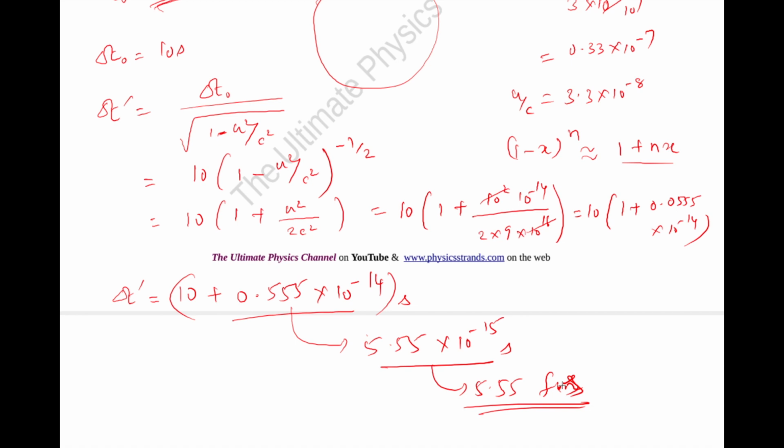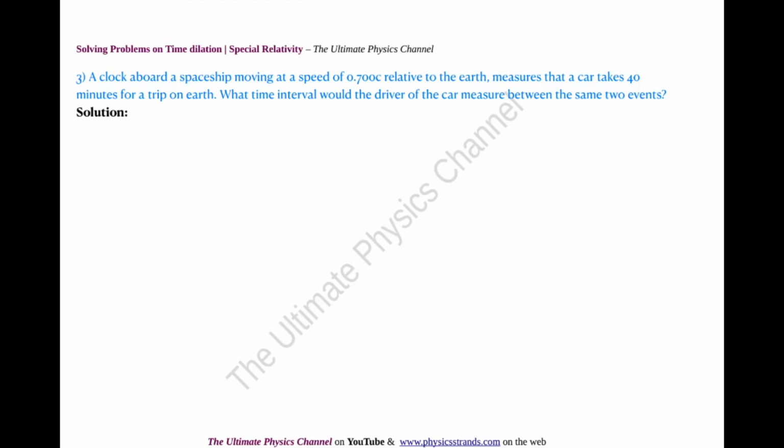Because it is taking 10 seconds, for each second the watch would take an additional 0.555 femtoseconds. So totally for 10 seconds, there are 5.55 femtoseconds added to the watch carried by the athlete. That is the conclusion we can arrive at.